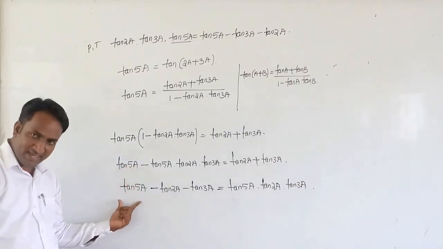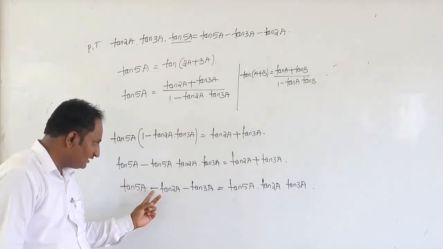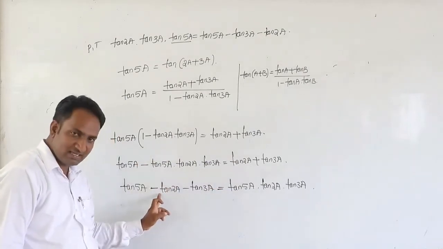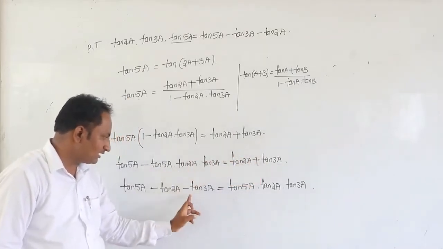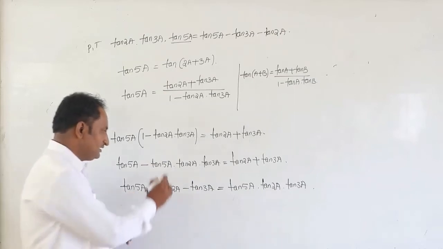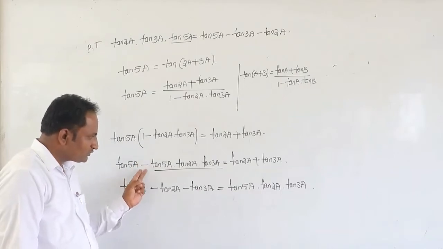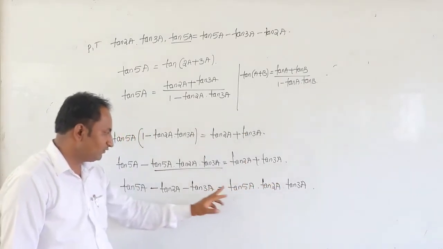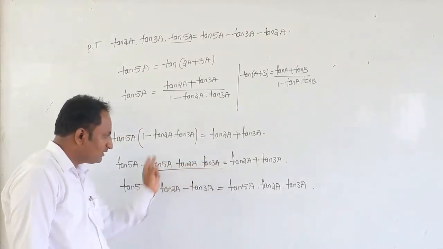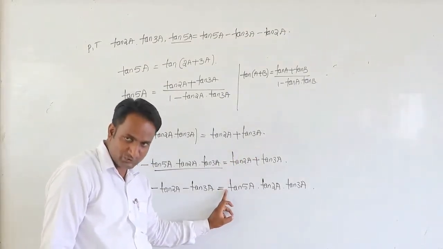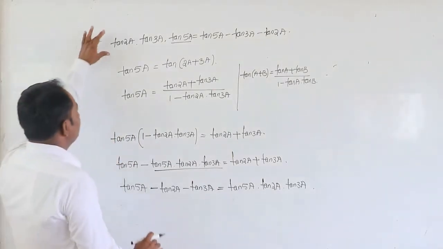Here tan of 5a as it is. Then tan of 2a taken to this side, the LHS side. Here it is positive, coming to the LHS it's negative. Here tan of 3a, here positive, here it comes to negative. Then the product is 1. The minus term goes to the RHS, then it's definitely plus. Here 5a into 2a into 3a shifted to the RHS, then its value is positive. Then this is the final result taking to this side.